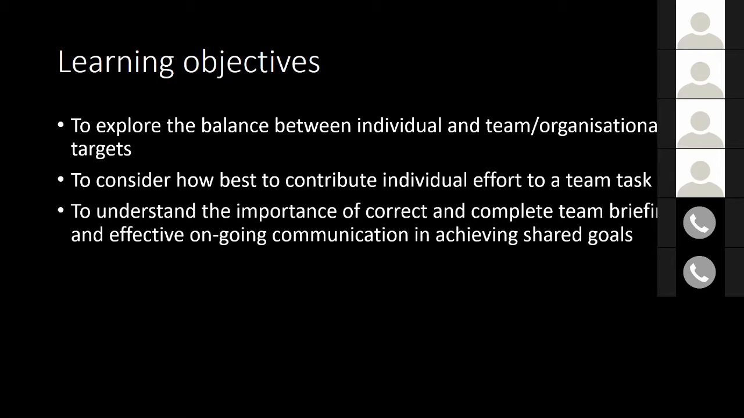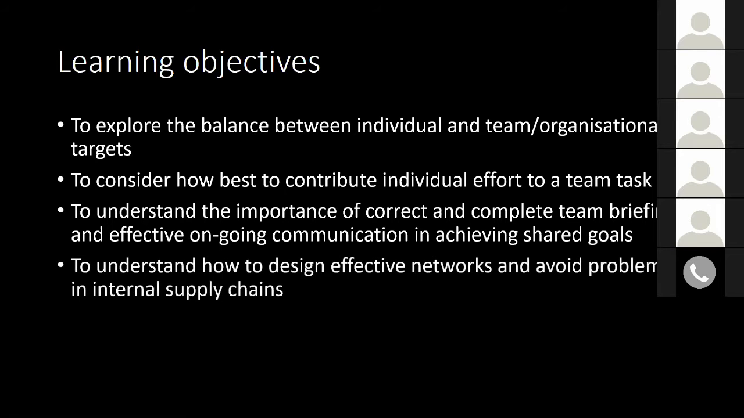The third learning objective is to understand the importance of correct and complete team briefing and effective ongoing communication in achieving shared goals. There's a considerable degree of strategy involved in the Matrix activity, and interpreting the strategy to correspond with the desired organizational outcomes is an important part of this planning piece before the group gets started. But also it becomes an emergent strategy, and the tactics and emerging strategy within the group while they're working means a substantial amount of ongoing communication.